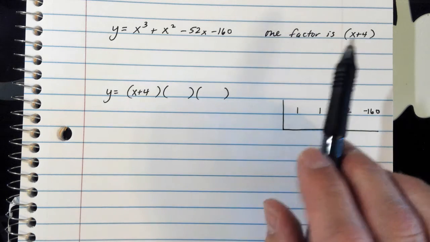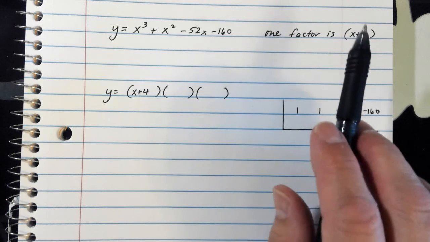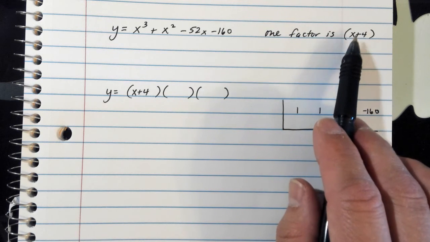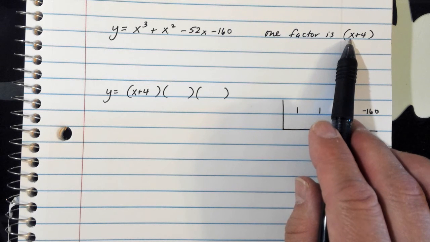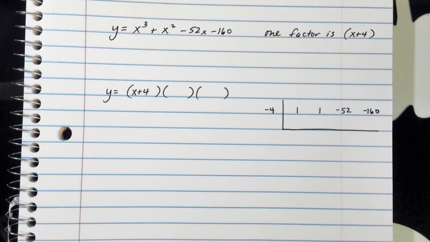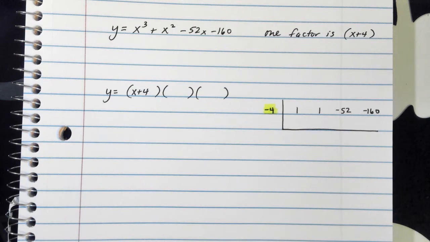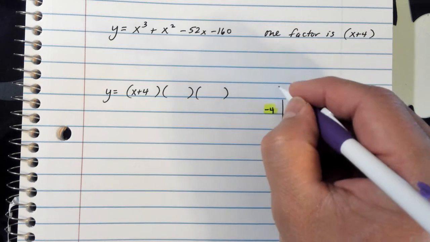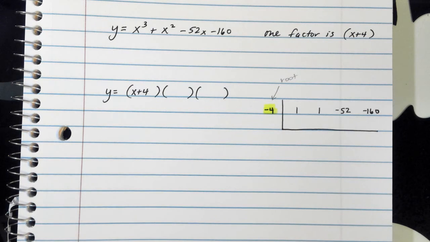The factor is x plus 4, so the root is what goes out here. The root is the same thing as 0, so what value of x will make this equal 0? The answer is negative 4. So negative 4 goes out here. Let me get my highlighter. The root goes out there, not the factor.